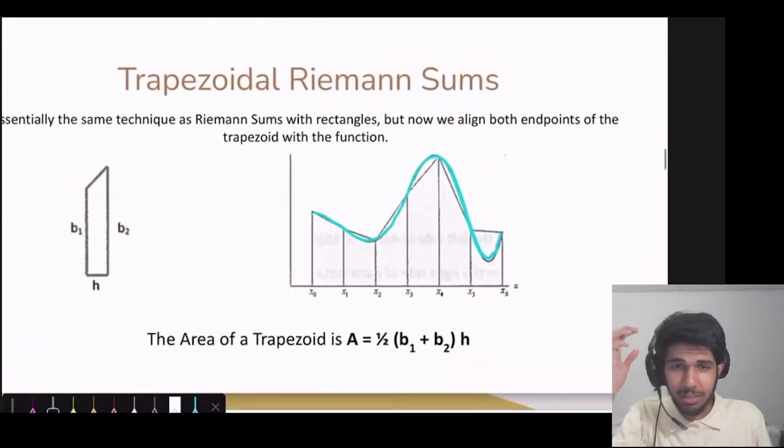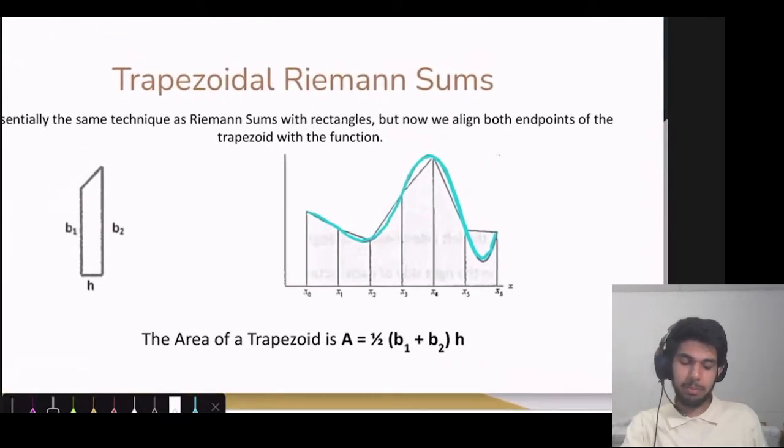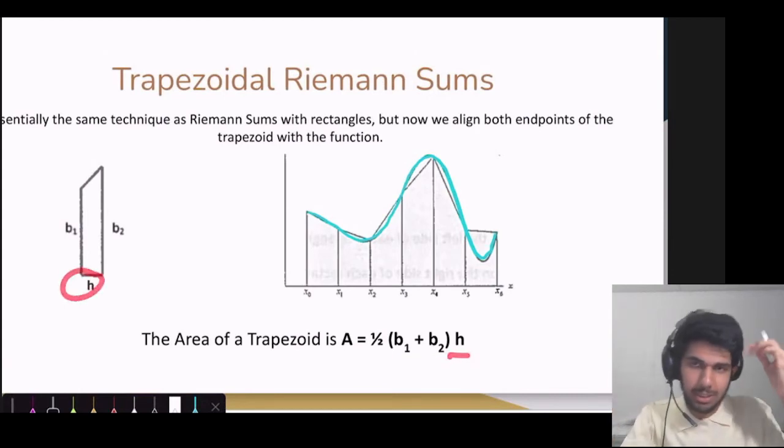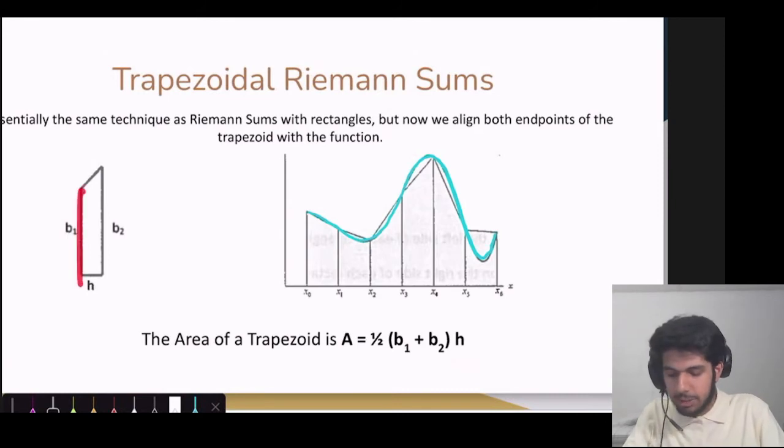And in case you forgot, it may have been a while, the area of a trapezoid is 1/2 times the sum of the bases times the height, or the width in this case. But yeah, it's the average of these two bases times the height of it.